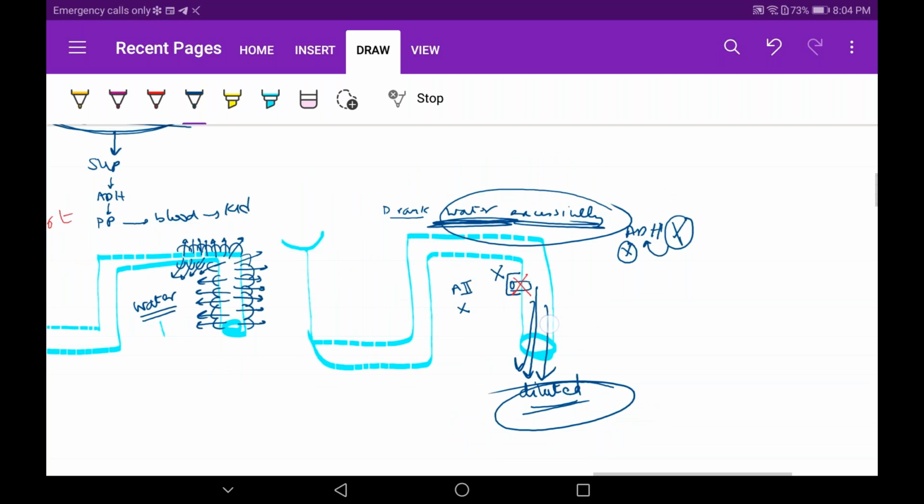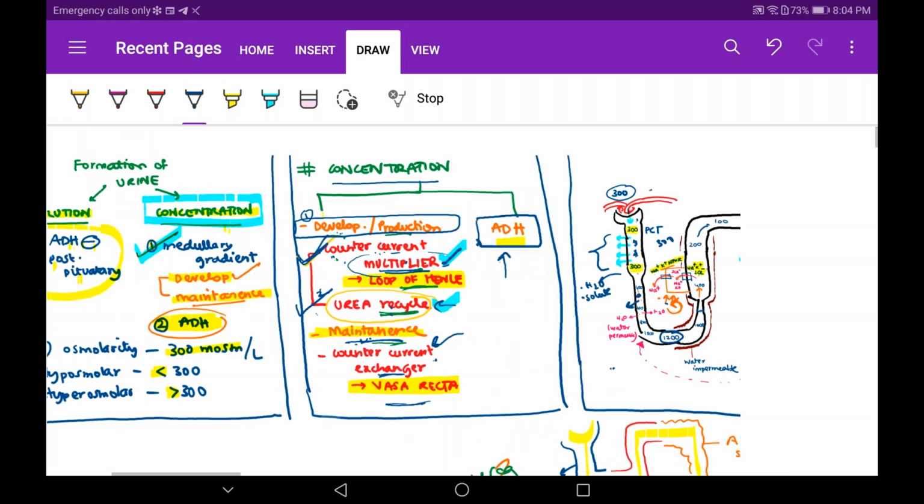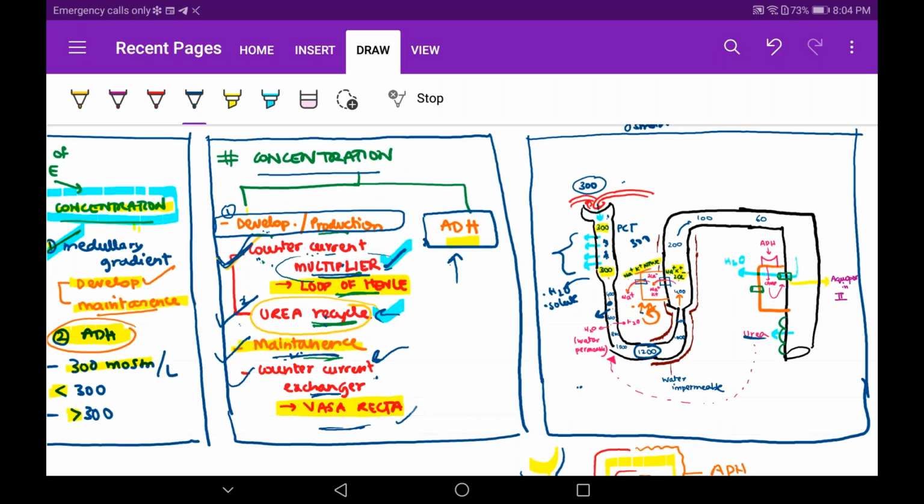Yes, to our concentration. What have we covered in the concentration? We have covered the maintenance part. We have covered the counter current exchanger part, vasa recta, which I have struggled a lot to explain, but I hope you have understood. If you have not understood, you can DM me. And lastly, we have covered ADH. How is ADH helping in concentration? It will cause aquaporin 2 to get activated, and then there will be more water reabsorption. Now let's summarize everything, my friends, in one diagram for you.